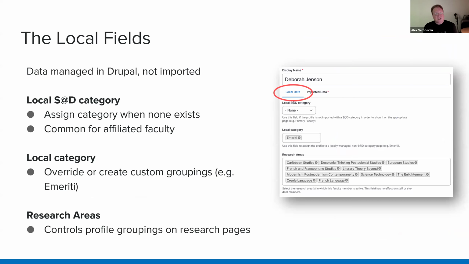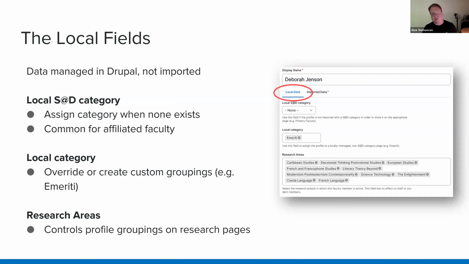So once the information is imported into your website, the profiles are available there and can be edited. And when you go in to edit one of these profiles, you'll see a local data tab and an imported data tab. The only things that are editable for an editor are the fields that are under the local data tab. And we'll talk a little bit about what those fields are here. So again, this is information that's not imported. It basically augments the information that is imported and lets us refine some categorizations primarily.